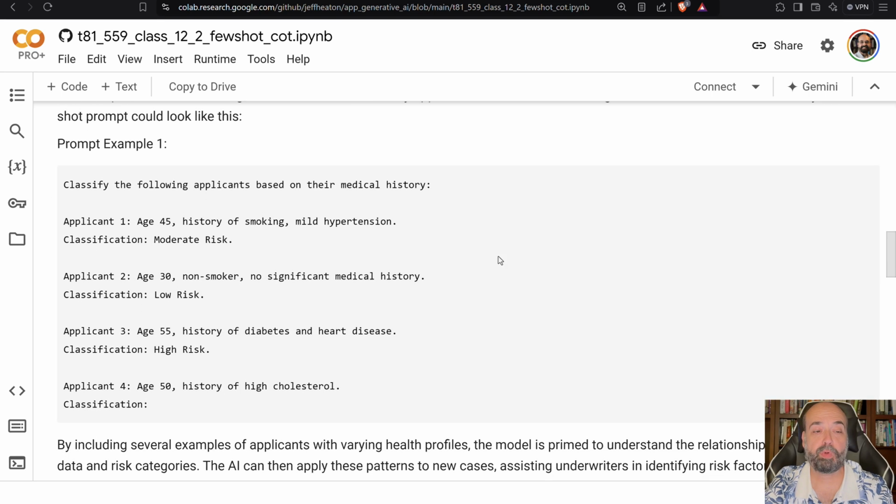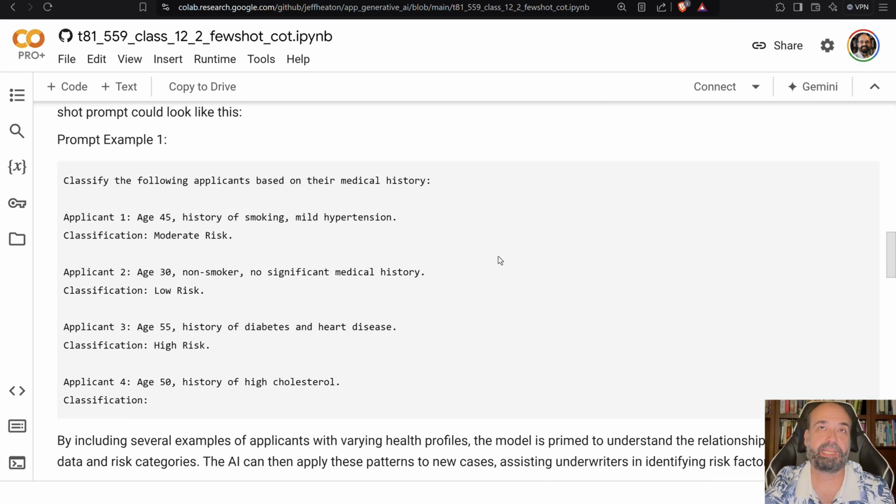So few shot. What this means is, for the prompt, you are giving it a couple of examples. A shot is an example. If you talk about no shot, then that means you're giving it no examples. One shot means you're giving it just one example. Usually few shot means you're giving it around three or so, but it could be just two.